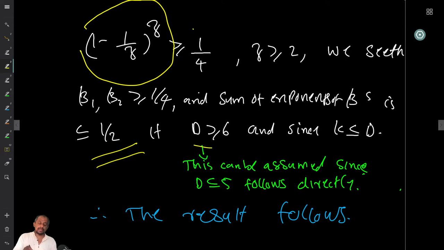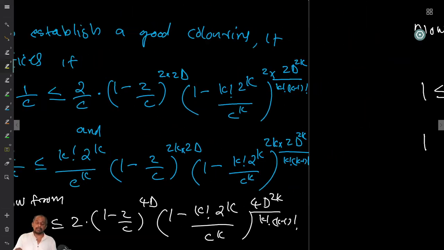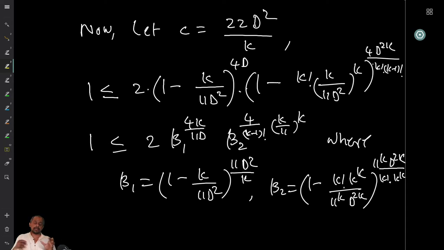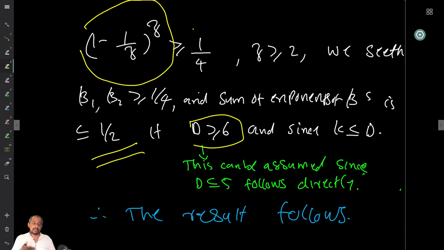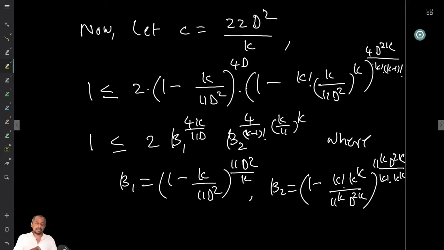This will hold if you assume delta is at least 6 and k is less than or equal to delta. You don't have to assume this because you cannot have more than k as the intersection and more than delta as the intersection. And delta can be assumed to be at least 6 because when delta is equal to 5, we have this big number 22, 22 delta square by k, that 22 will swallow all the other constants. And when delta is equal to 5 or less, you can find a direct coloring by just giving all the edges at distance 2 different colors. It is possible, and therefore the result really follows. So, we can assume delta is at least 6, and assuming this, we see that the inequality holds.